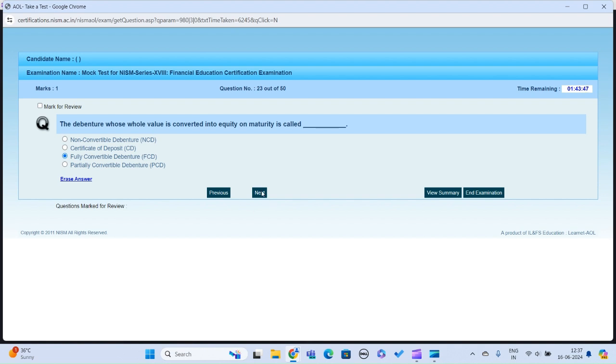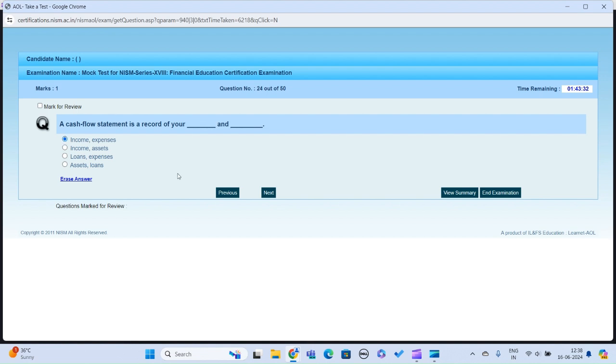I'm not going into the details of what a debenture is. That you can always get from the internet or from the material. Cash flow statement is a record of your income and expenses. That's also a pretty straightforward one.